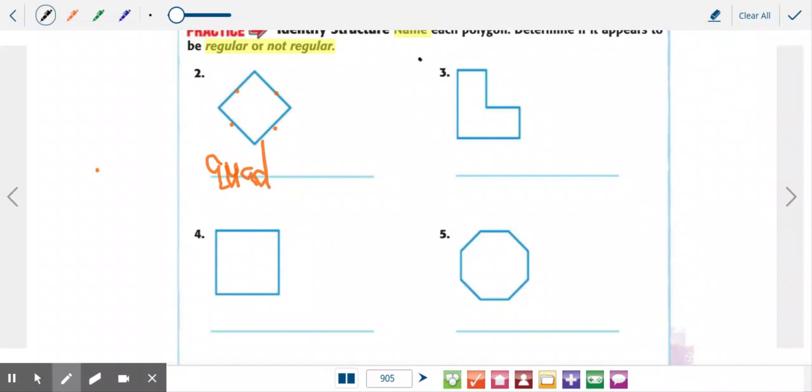And then we also need to answer the other question. So I'm going to put a little comma right here. And we need to know, is it regular or not regular? Well, remember, regular meant it had to be totally closed. All sides had to be congruent. All angles needed to be congruent. So I'm going to go with it is regular.